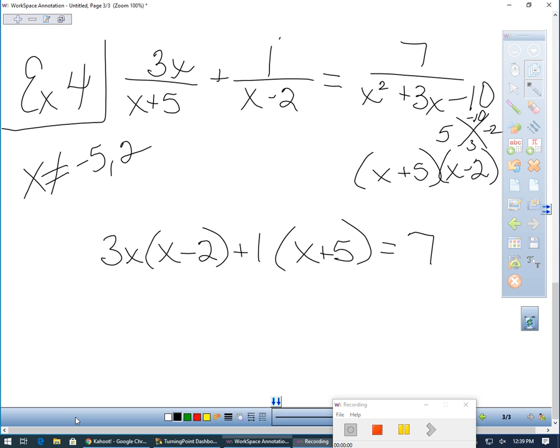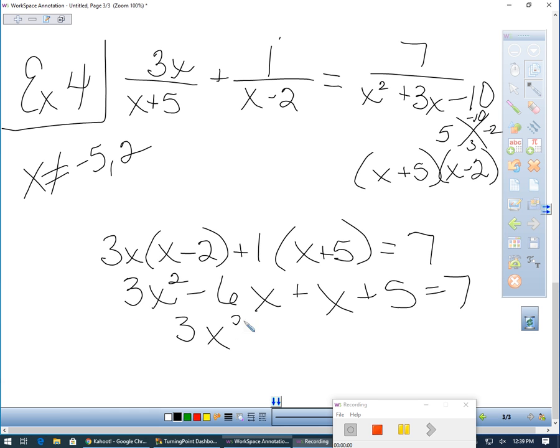All right, so now we just got to solve it. So let's start by doing the distributive property. So 3x times x is 3x squared. 3x times negative 2, negative 6x. 1 times x is 1x. And 1 times 5 is 5 equals 7. All right. Combining like terms, I have 3x squared. Negative 6x and x is negative 5x. And then, are you guys okay if I subtract 7 over at the same time? So we have negative 2 equals 0.